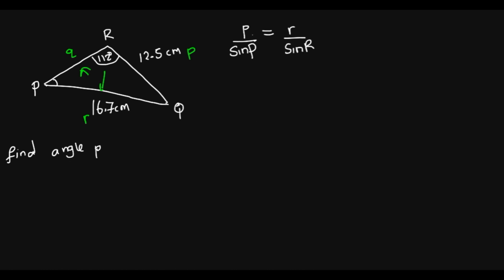Then from there, let's continue. So p is the distance. So the distance, we have it. So now we can substitute the distance. So 12.5 centimeters over sine p, since we are solving for the angle p. Then what is our distance? Distance r is 16.7 centimeters over sine. What is its angle? I mean 112. So we can cross multiply.